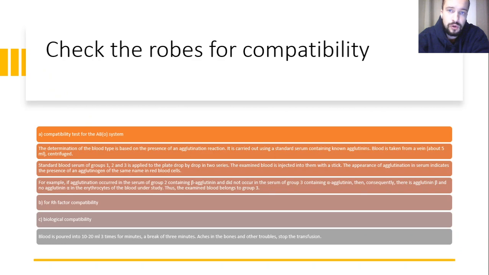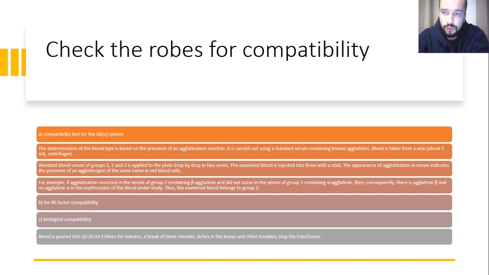Check the blood for compatibility. Compatibility test for the AB0 system. The determination of the blood type is based on the presence of antibody reactions. It is carried out using a standard serum containing known agglutinins.